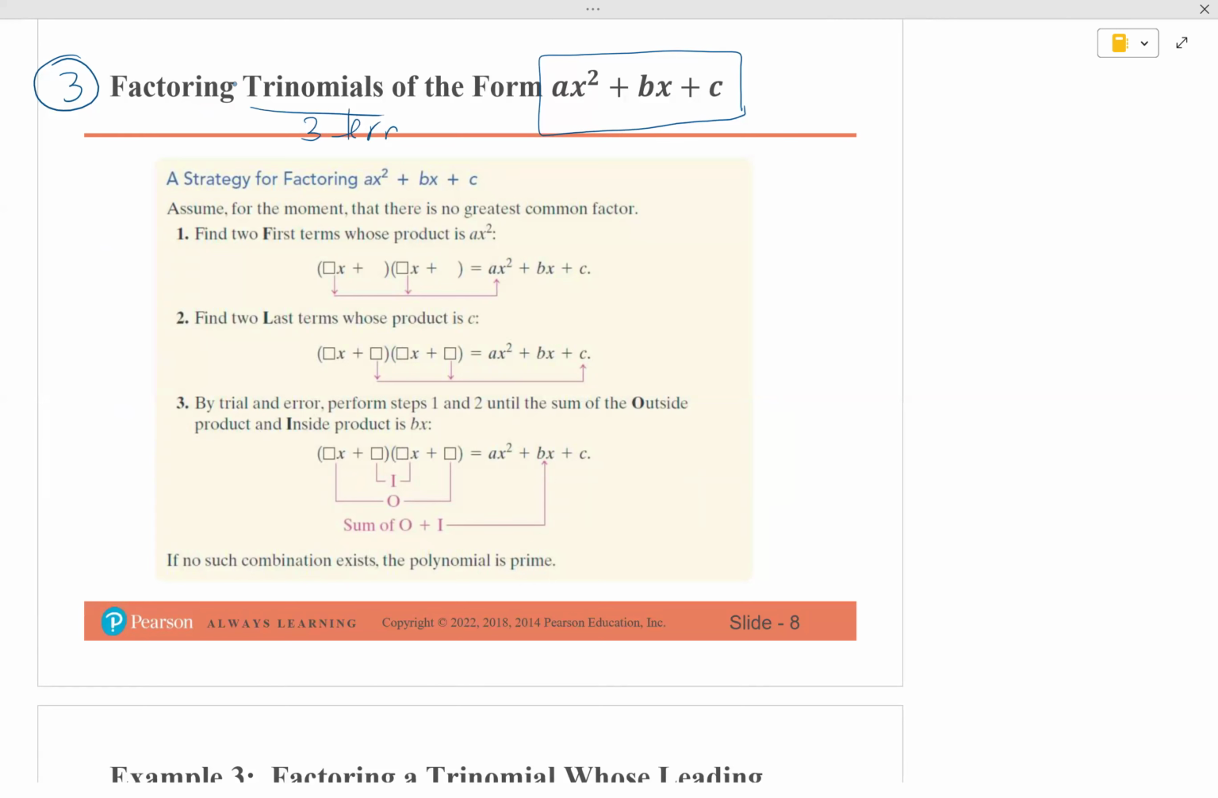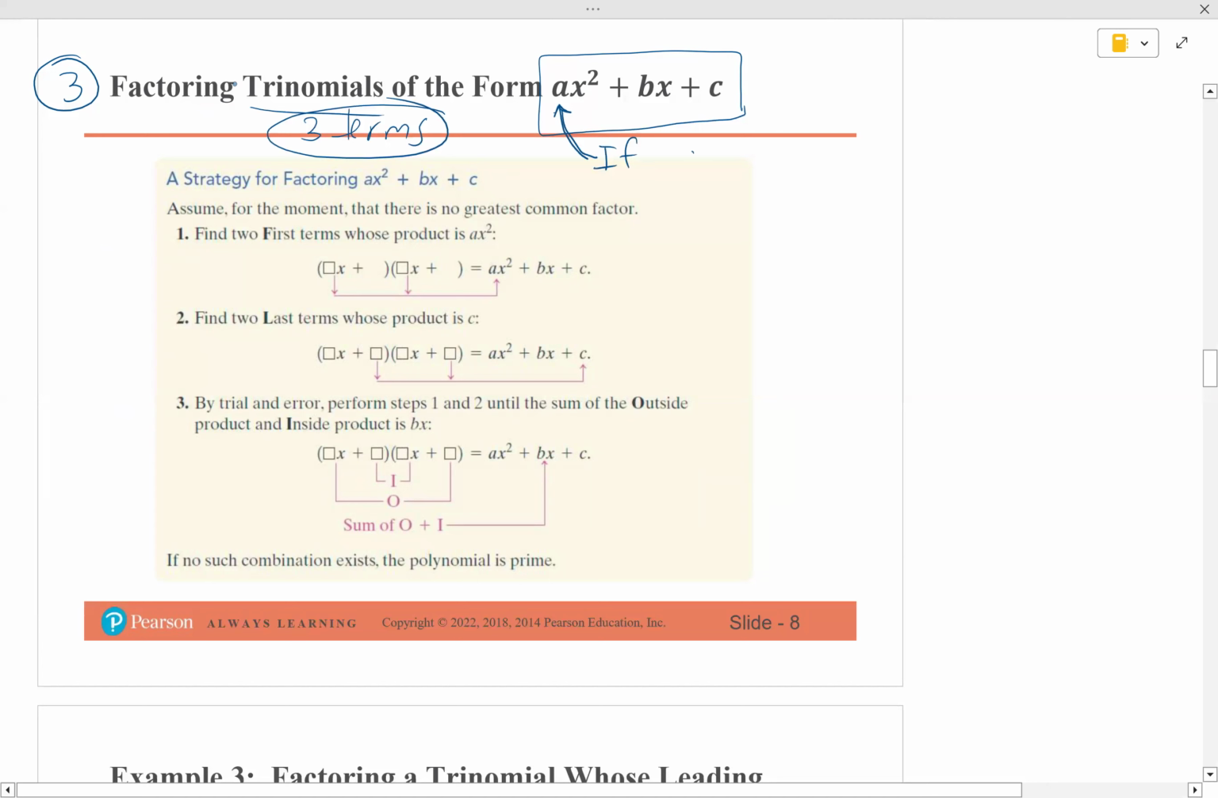If you see a trinomial with 3 terms, the unfortunate thing is there are 2 different techniques that could possibly be applicable. One of them is easy and one of them is difficult. And the difference is whether the leading coefficient is 1 or not.